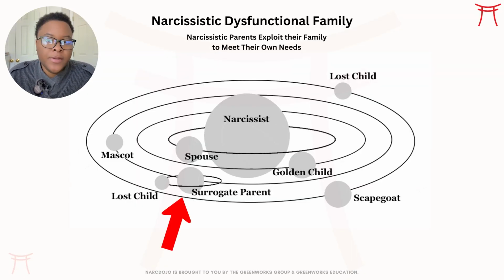In some cases, the surrogate parent may enable the narcissistic parent's behavior, either consciously or unconsciously. They may make excuses for the narcissistic parent's actions, smooth over conflicts, or justify harmful behavior in order to maintain the family's dysfunctional equilibrium. By enabling the narcissistic parent, the surrogate parent unintentionally helps to perpetuate the family's toxic dynamics. This role can cause them to feel complicit in the dysfunction, even though they are also a victim of the narcissist's manipulation and control.